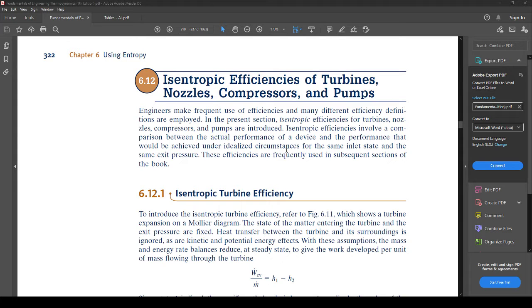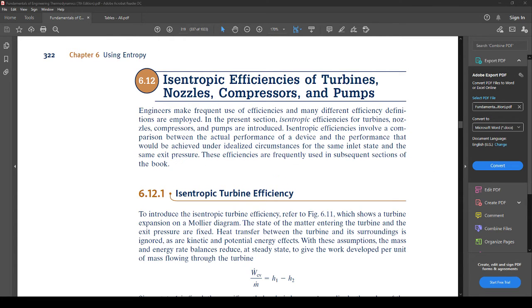So it says, engineers make frequent use of efficiencies and many different efficiency definitions are employed. In the present section, isentropic efficiencies for turbines, nozzles, compressors, and pumps are introduced. Isentropic efficiencies involve a comparison between the actual performance of a device and the performance that would be achieved under idealized circumstances for the same inlet and same exit pressure. These efficiencies are frequently used in the subsequent sections, so that last part, 100% true.